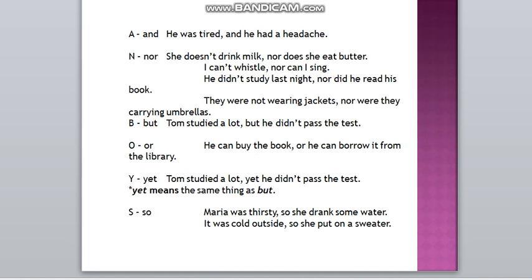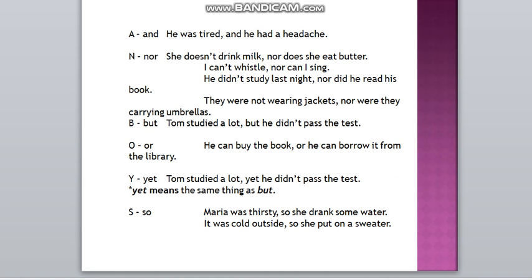Now, next one, that is and. He was tired and he had a headache. Nor. She doesn't drink milk, nor does she eat butter. I can't whistle, nor can I sing. He didn't study last night, nor did he read his book. They were not wearing jackets, nor were they carrying umbrellas. So this is how actually you are going to use it.